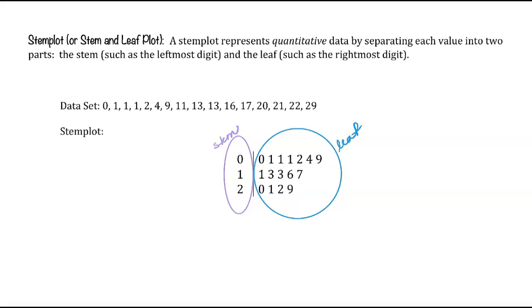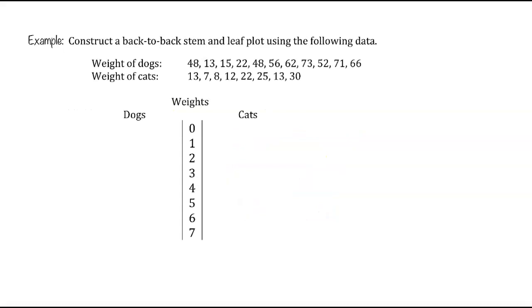For example, the data value 13 is represented on our stem plot in the row corresponding to the stem 1 and leaf 3. Since there are 2 13s in this data set, you see that there are 2 3s on this row. Similarly, the data value 9 is represented on the row corresponding to a stem 0 and leaf 9, because the tens place for the number 9 is a 0 and the ones place is a 9.